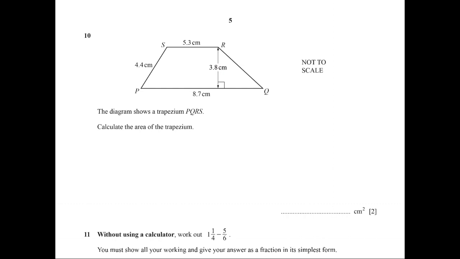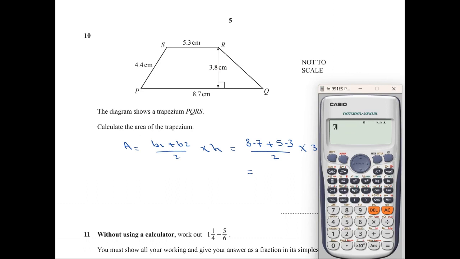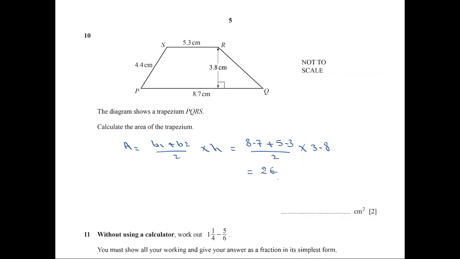Question 10. Find the area of the trapezium. The area of a trapezium is equal to base 1 plus base 2 over 2 times height, where base 1 is equal to 8.7, base 2 is 5.3, and height is 3.8. Using calculator, 14 divided by 2 equals 7. 7 times 3.8 is equal to 26.6 centimeters squared.